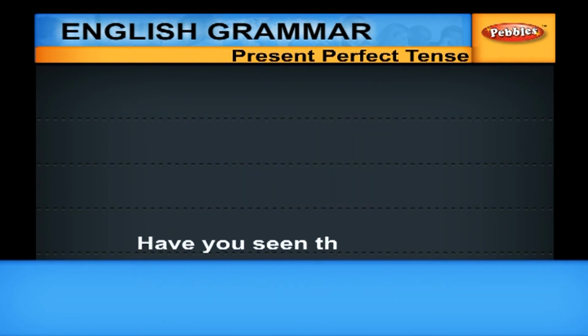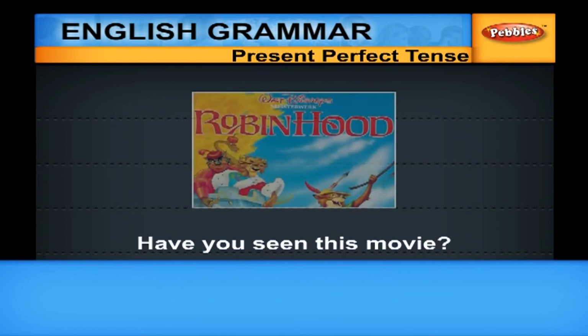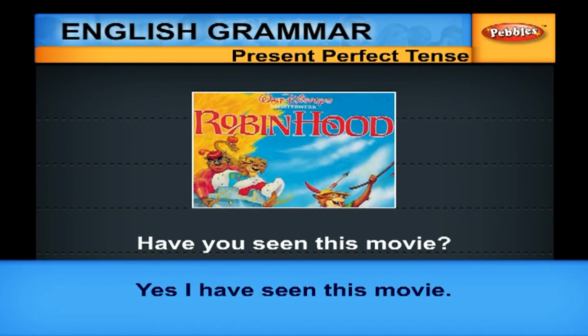Have you seen this movie? It is in present perfect. Yes, I have seen this movie. It is in present perfect. You should not say, I have seen this movie yesterday. It is a wrong usage. If you say it is yesterday, it goes to the simple past. You can't use present perfect.